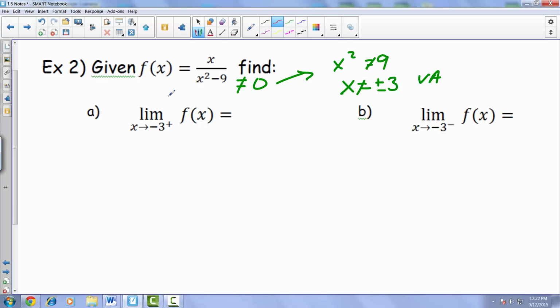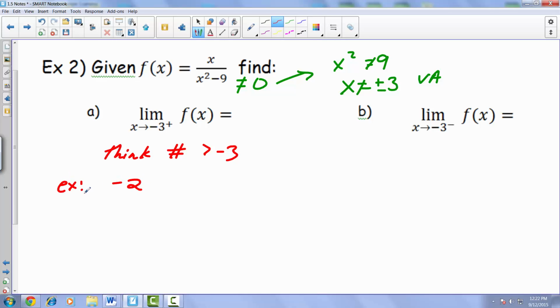If you think about it, for this first one, A, we're taking the limit as x approaches -3 from the right side. So we're actually looking at numbers that are larger than -3. So you want to think about numbers that are larger than -3. A prime example of this would be like -2.